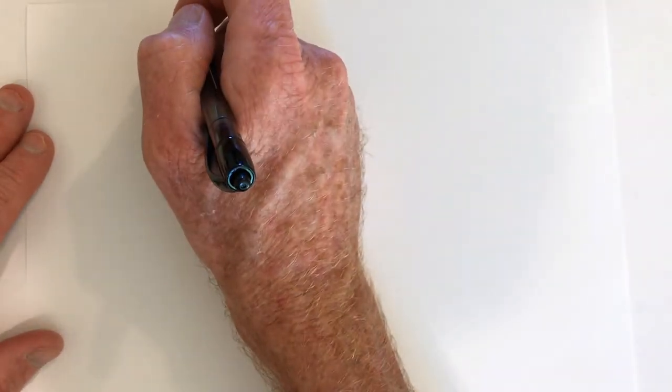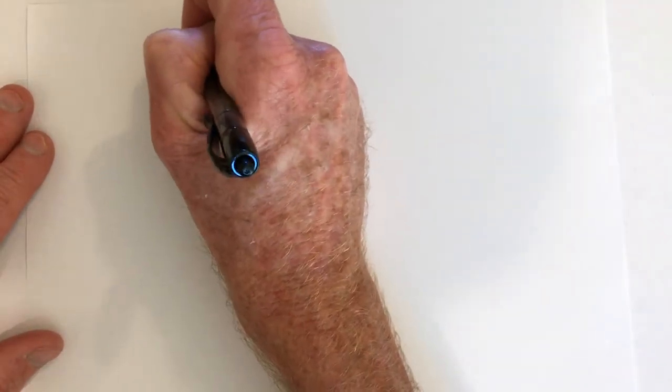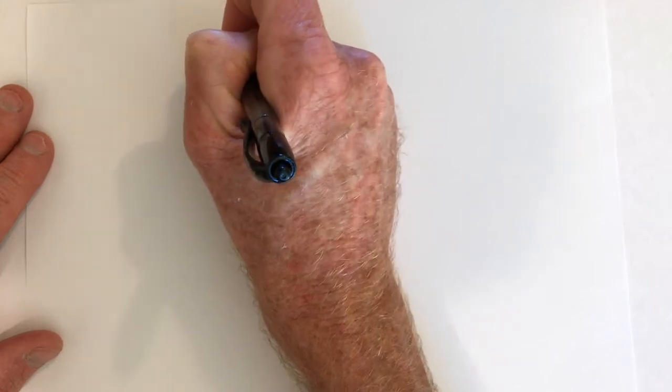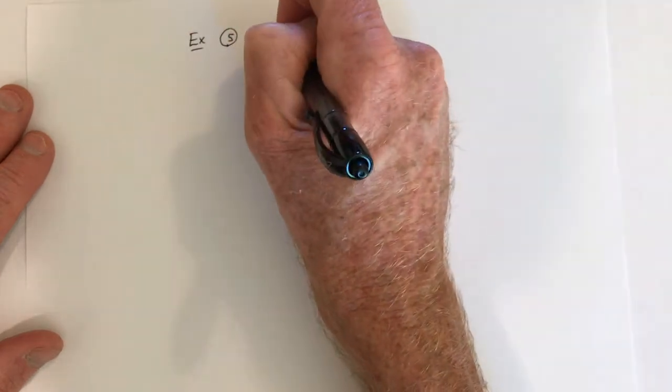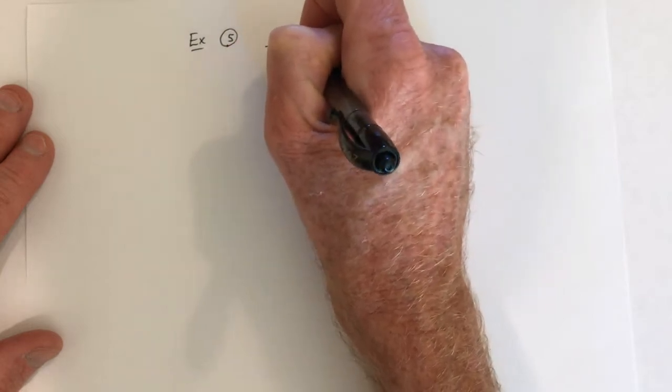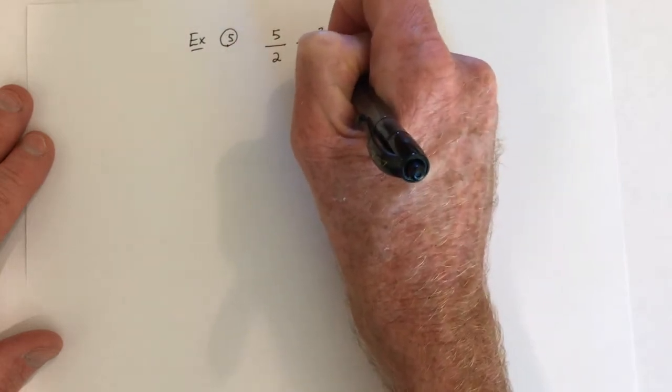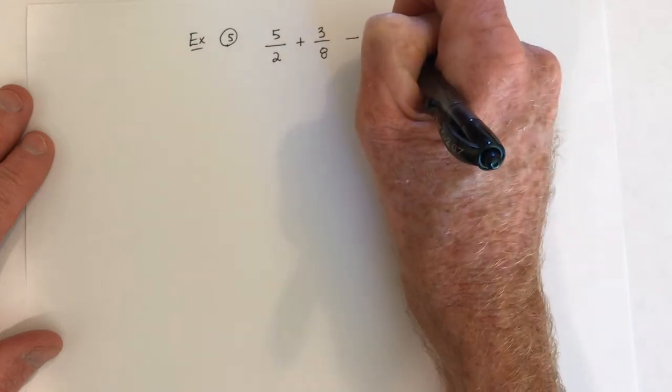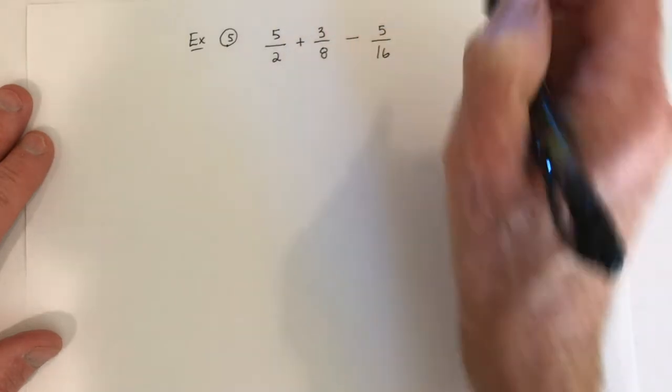Then what about if it is 3 fractions? Well, with 3 fractions, that little shortcut that I showed you won't work. So for example number 5, if it was 5/2 plus 3/8 and then minus 5/16.